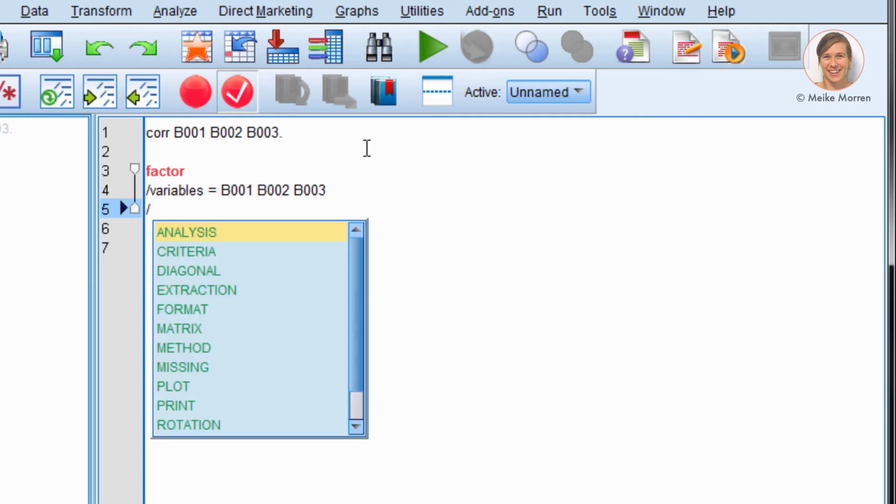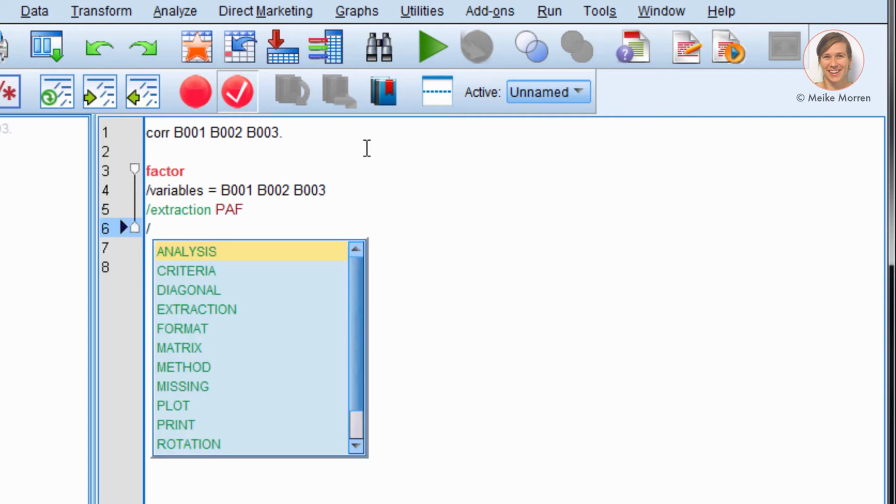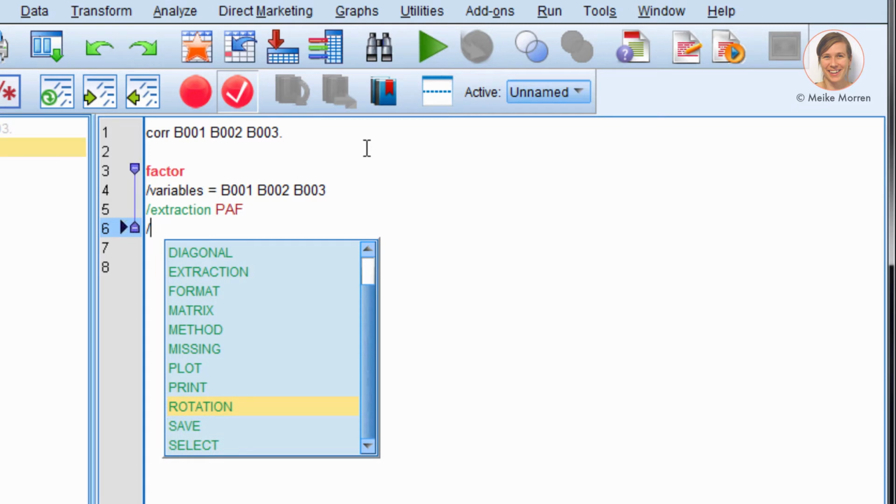We decide on, well, actually I just use the default criterion, which is the minimum eigenvalue, so I will not put criteria here. With the extraction, I will use PAF to correct for measurement error. Rotation is not necessary because I will only extract one factor, probably, or hopefully.